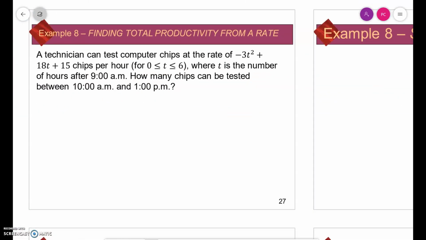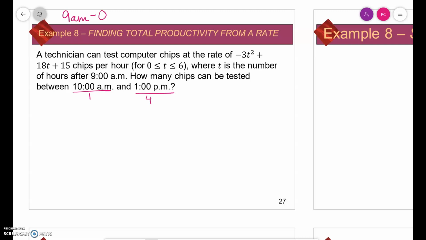It says a technician can test computer chips at a rate of -3t squared plus 18t plus 15 chips per hour. And that works for hours between 0 and 6, where t is the number of hours after 9 a.m. So that means at 9 a.m., that's time 0. And we need to figure out how many chips can be tested between 10 a.m. and 1 p.m. All right, so your 10 a.m. would be 1, because that's 1 hour after 9 a.m. And then your 1 p.m. would be 4, because it's 4 hours after 9 a.m.